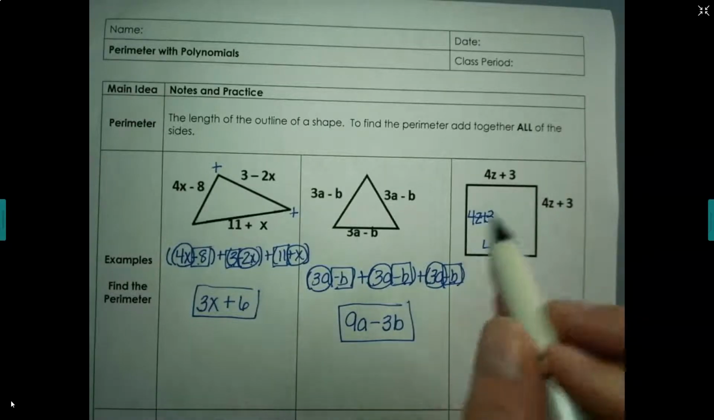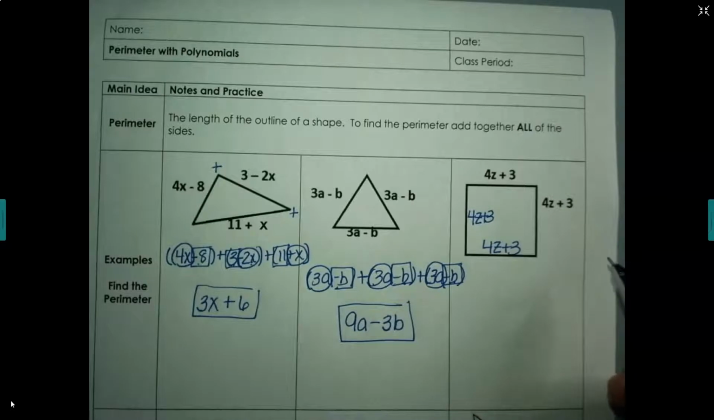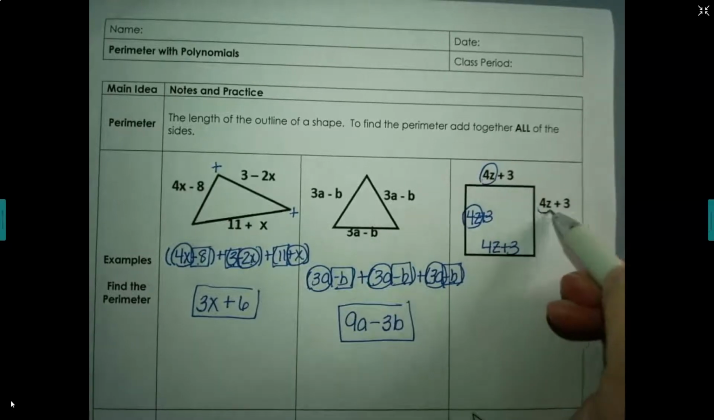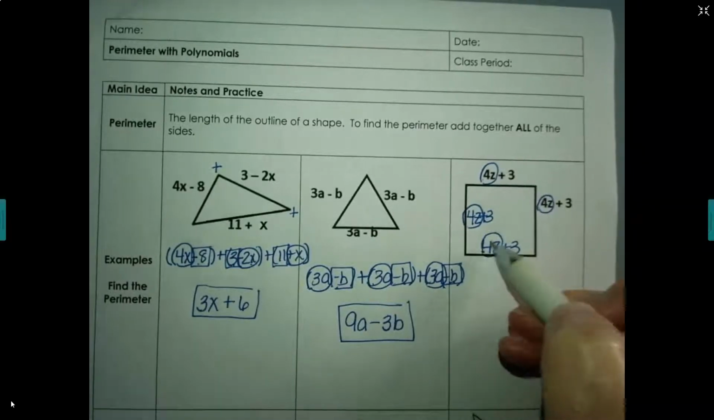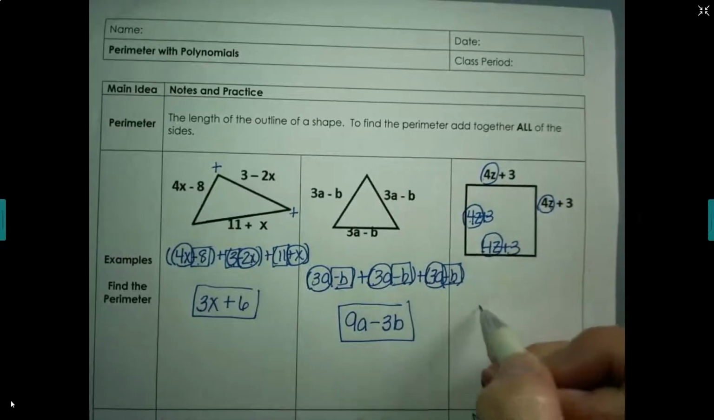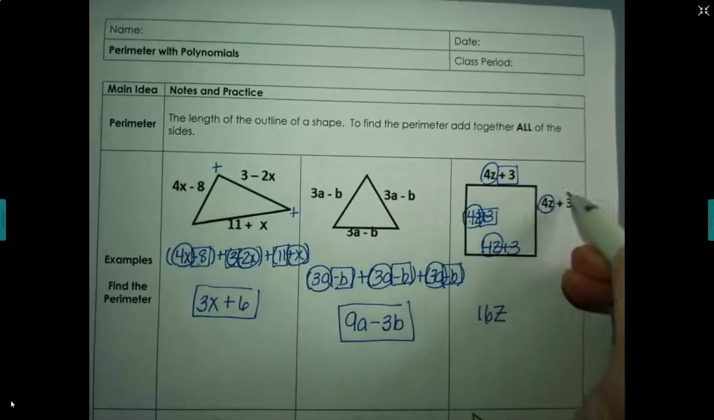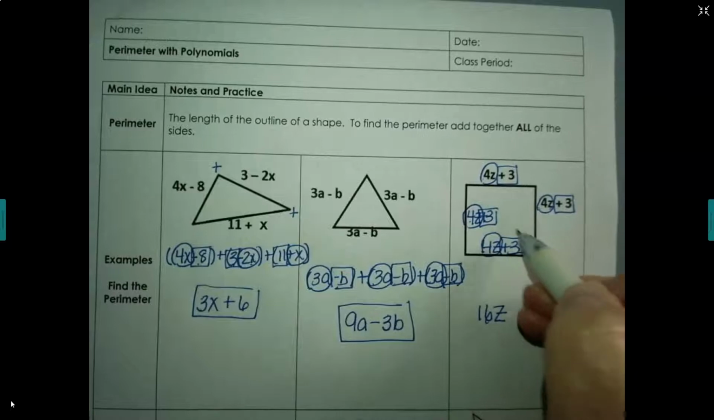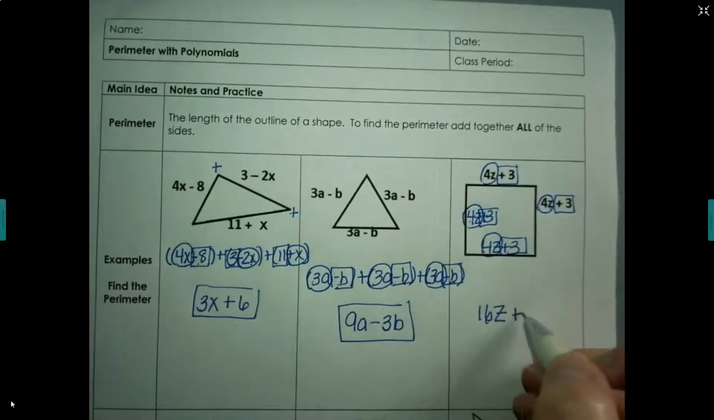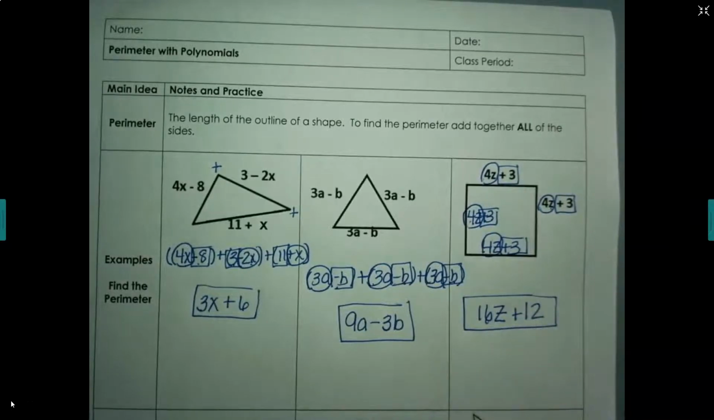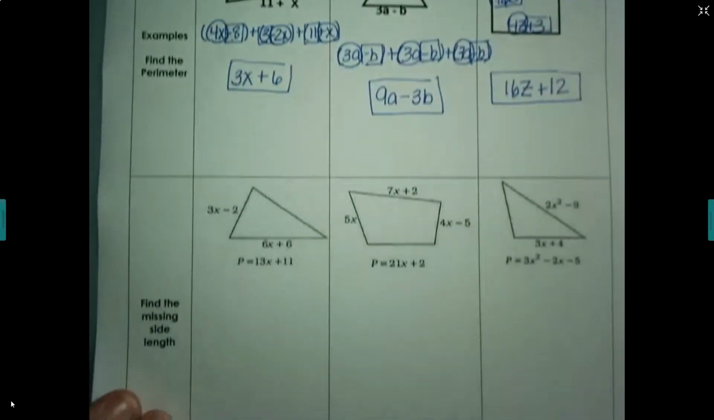Now you can set it up, but when you're adding, you don't have to worry about distributing a negative sign. I'm going to kind of look at it like this. We got 4z, 4z, 4z, and 4z. 4, 8, 12, 16z. And then we have 3 plus 3 plus 3 plus 3. 3, 6, 9, 12. Here's our perimeter for that square. Okay? So, when you have all your sides labeled, add them together. That's your perimeter.